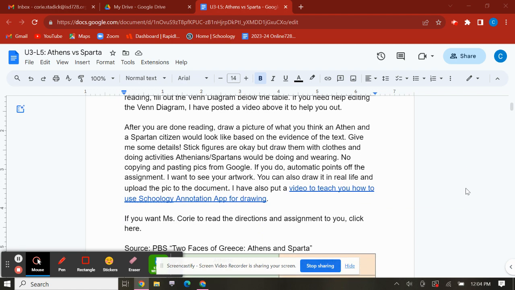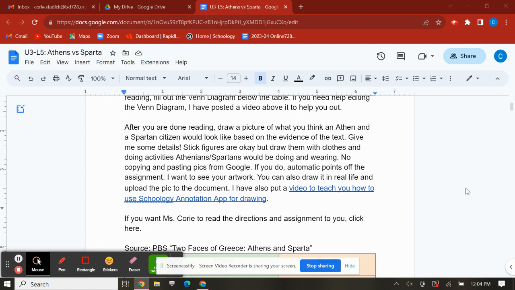After you are done reading, draw a picture of what you think an Athenian and a Spartan citizen would look like based on the evidence of the text. Give me some details. Stick figures are okay, but draw them with clothes and doing activities Athenians/Spartans would be doing and wearing. No copying and pasting pics from Google. If you do, automatic points off the assignment. I want to see your artwork.